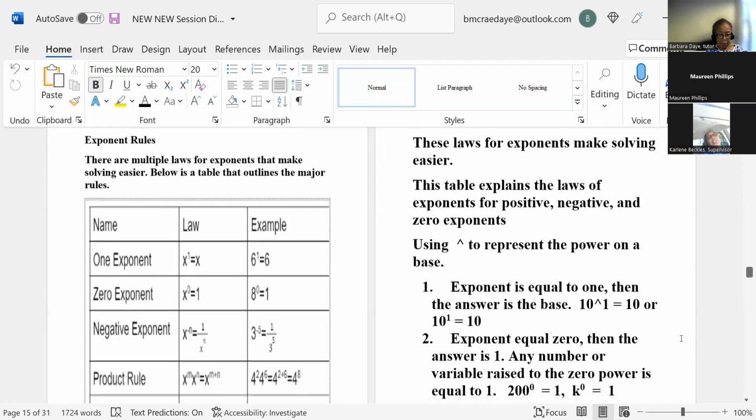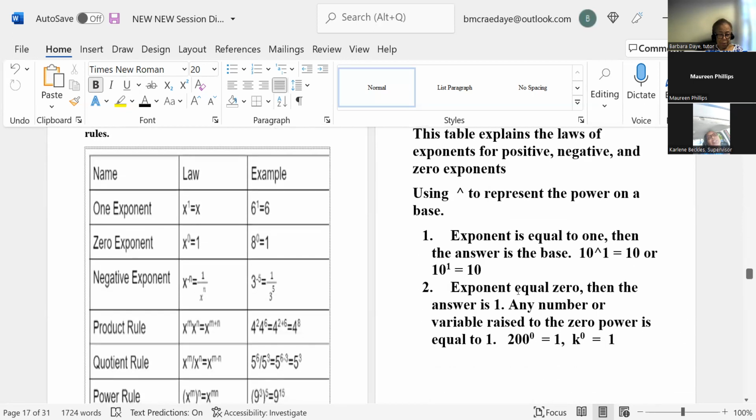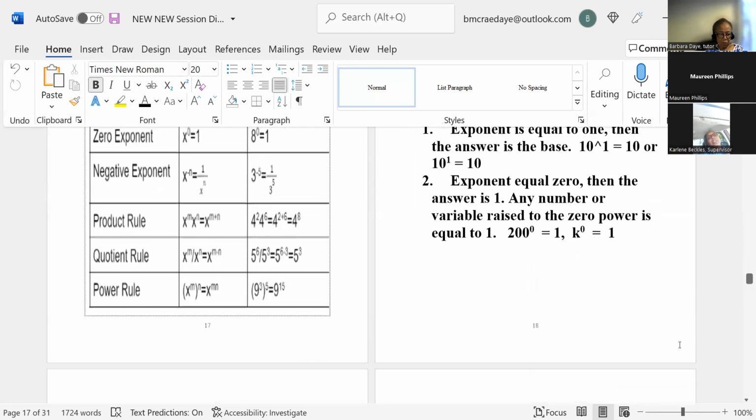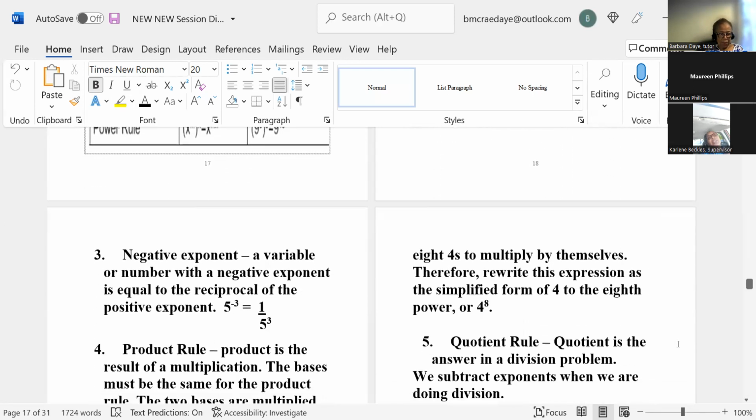Now, there again, I said when the exponent is 0, the answer is 1. Any number or variable raised to the 0 power is equal to 1. 200 to the 0 is 1. Variable k to the 0 power is 1. So any number or variable to the 0 power is equal to 1. Okay. Now let's go to negative exponents.